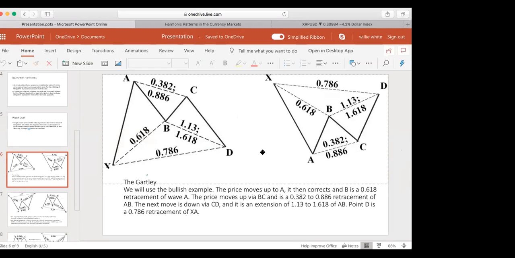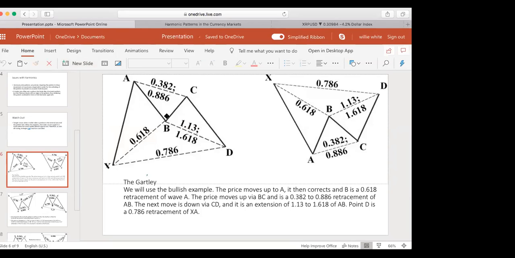So we would use the bullish example. All right. So the price moves up to A. Stay with me. And then it corrects, and B is a 0.618 retracement of wave A. All right. The price moves up to BC. This would be your support right here, and this would be your resistance.